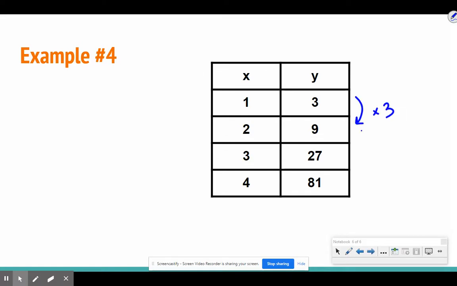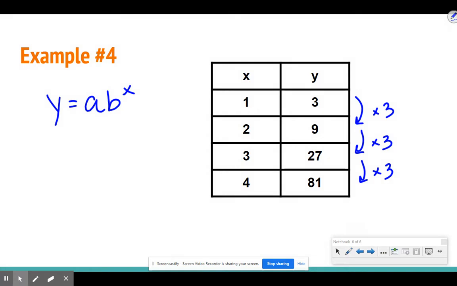So notice here, we are multiplying by 3 all the way down. I checked in my calculator. 3 times 3 is 9. 9 times 3 is 27. 27 times 3 is 81. So I know that this is going to be exponential because we're multiplying.